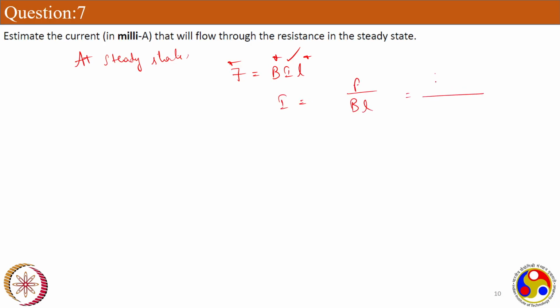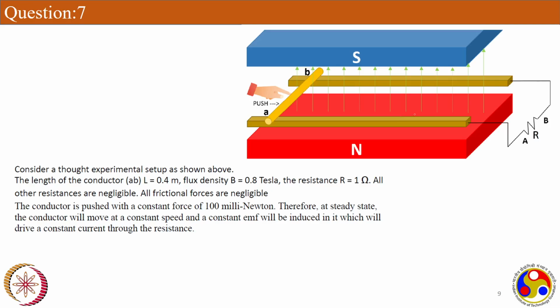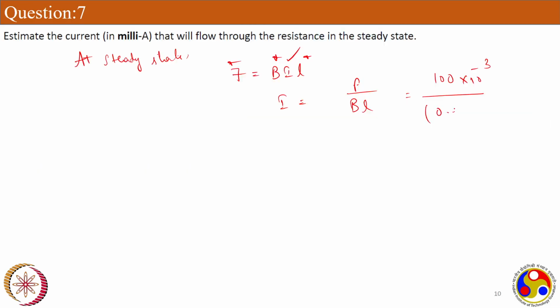Now F is what? 100 millinewtons. I'm converting into, of course, SI only, millinewtons. And B is in how much? Tesla, it's also in the SI unit. Tesla is SI only, it's nothing but Weber per meter square. And the length of the conductor is 0.4 meters. Okay, this is also in the SI unit. So, how much is it? Please solve it with me. If you have calculators or anything, you can just try it.